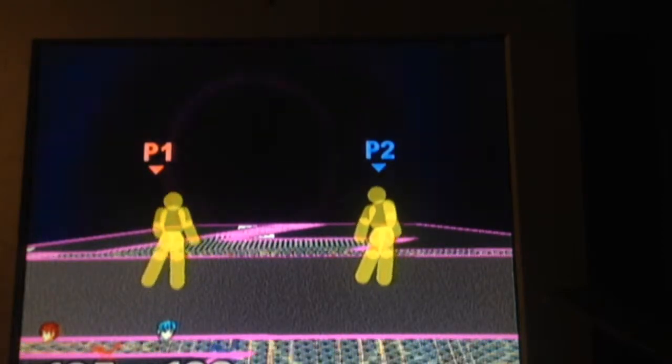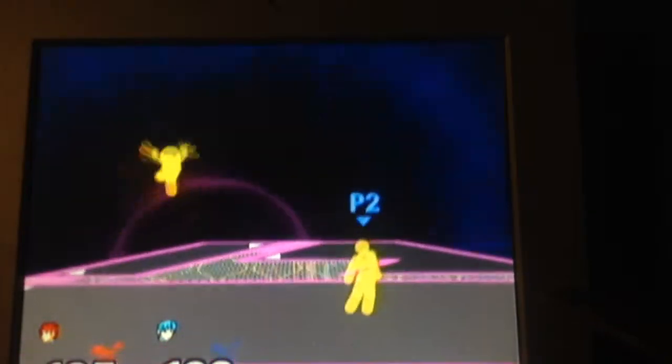So now onto the aerials. Roy's forward air, neutral air, back air, and up air are all slower than Marth's. On top of that, Roy's down air doesn't have a spike hitbox, I believe. If it does, it's very weak. As you can see, it's a very weak hitbox, and you have to get the direct hilt of it. I mean, it's very hard to do.